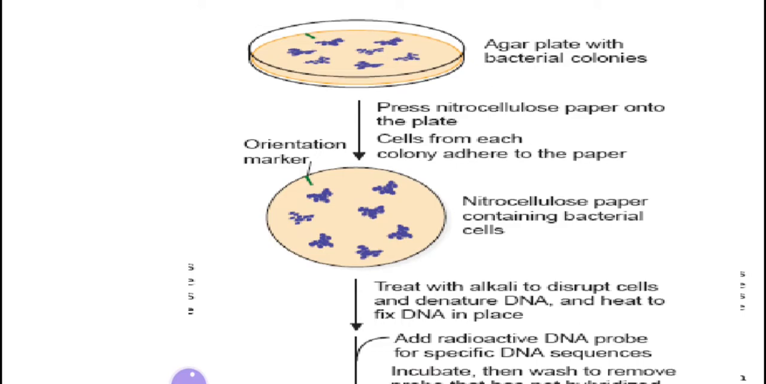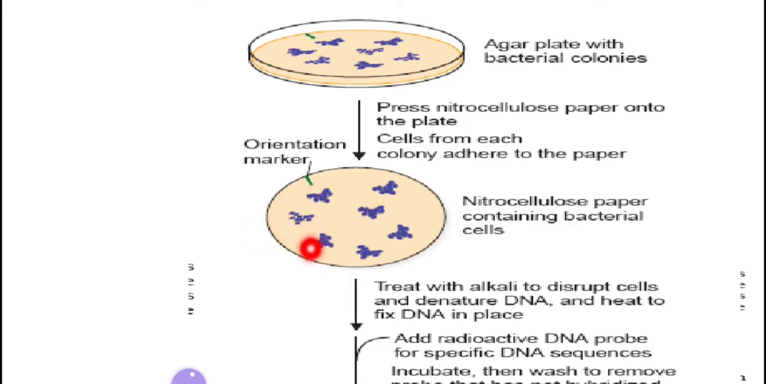First of all, this is the agar plate, the Petri plate, which contains agar as the growth media, and on this growth media these blue colored bacterial colonies are grown. We transfer these blue colored colonies onto this nitrocellulose paper. This is not a Petri plate, this is a nitrocellulose paper.